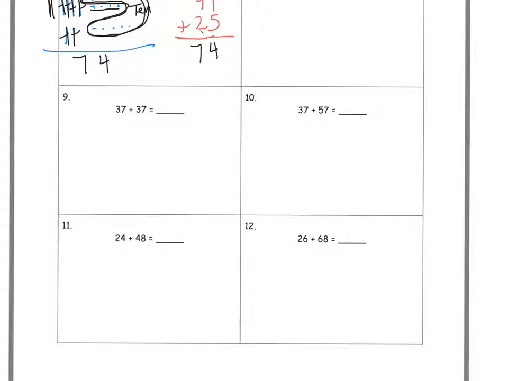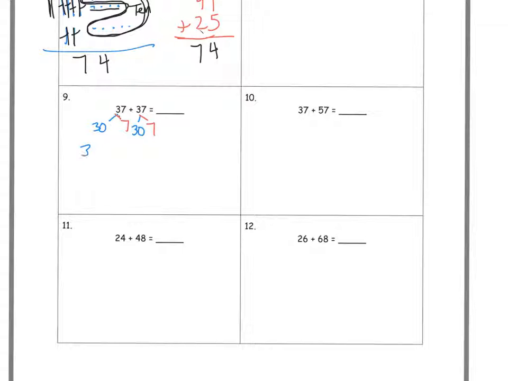The next one down below, 9. I'm going to do a number bond. And this one lends itself to breaking it apart. So I'll do 30 and 7 to get my 37. And I know that that's the same thing, luckily, because it's 37 plus 37.